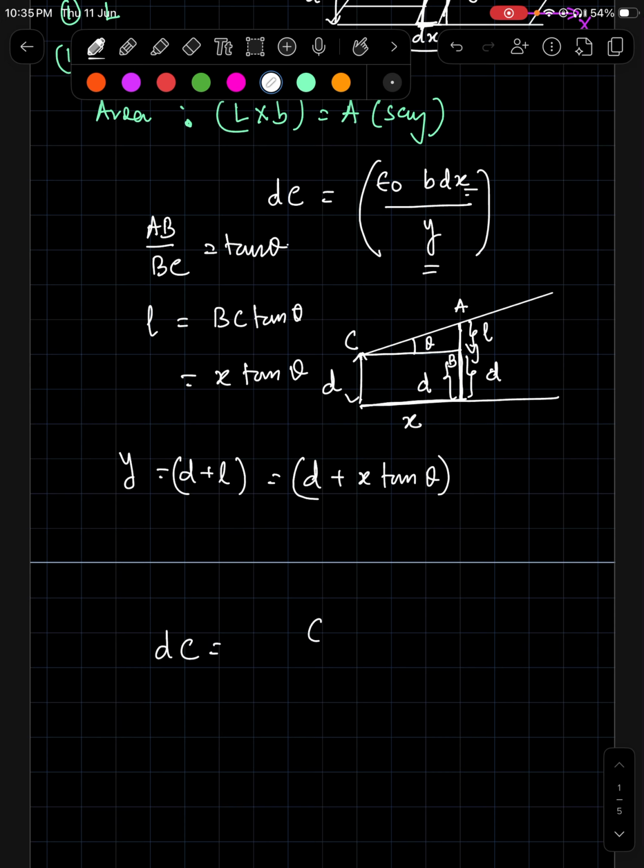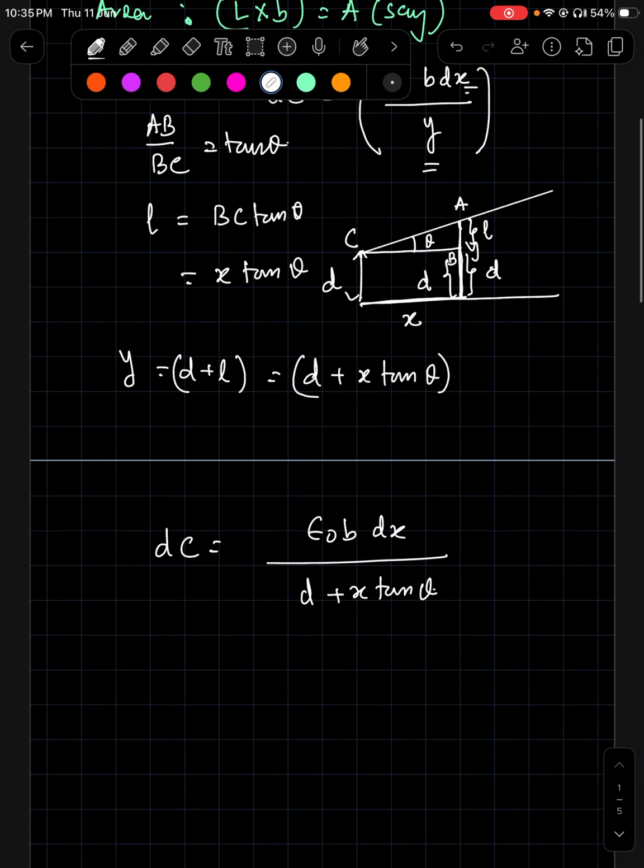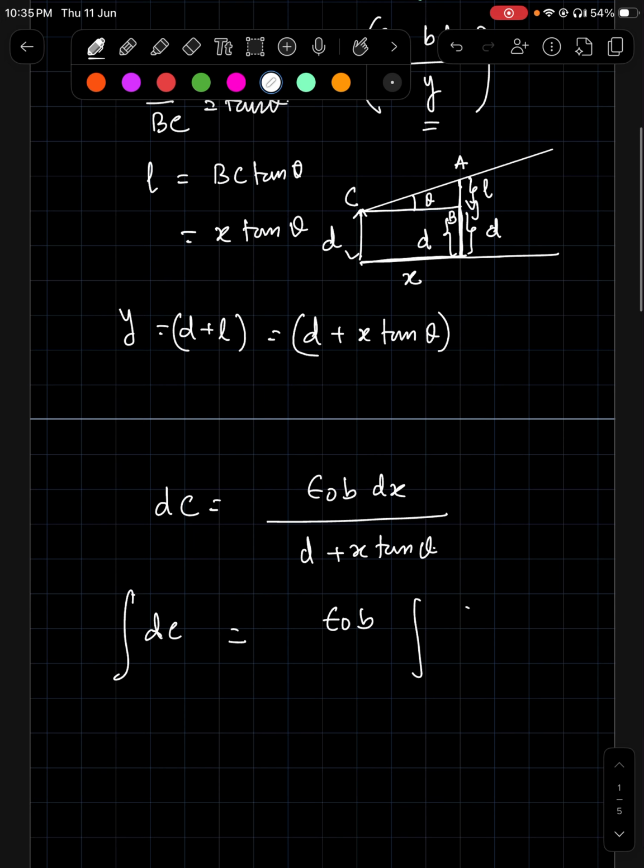So dC is epsilon b dx, and y is d plus x tan theta. Since theta is constant, it is not varying, but x and y were varying. That is why I have written y in terms of x using the geometry. Now we are going to integrate. Epsilon b is constant already, so I am taking those outside of the integration.